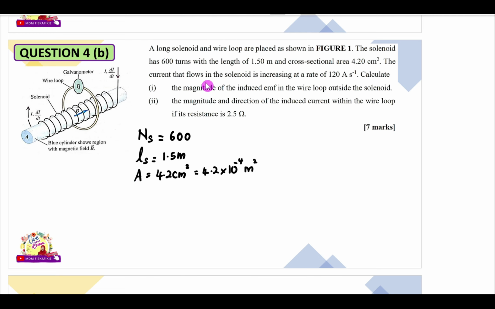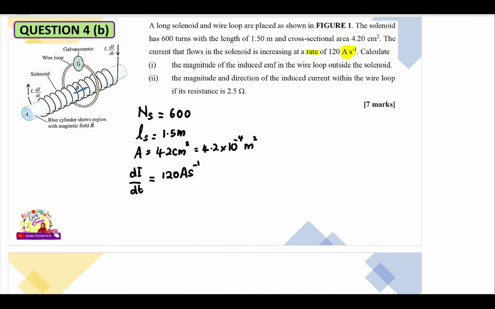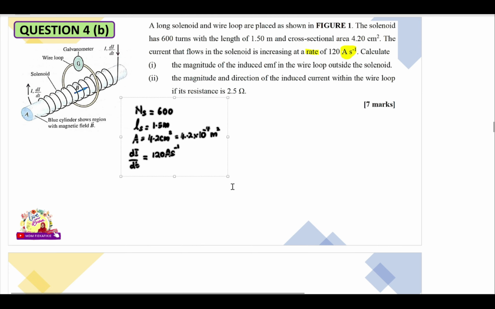The current that flows in the solenoid is increasing at a rate of, so there is the phrase rate of, look at the unit, 120 ampere per second. So this is not the change of current, it is the rate of change of current. It is increasing at a rate, so that means this is di over dt. So di over dt is given as 120 ampere per second. For question number 1, I think I want to move this information to the side a bit, make it a little smaller, and then bring it to this side.